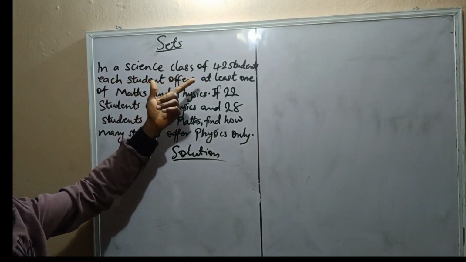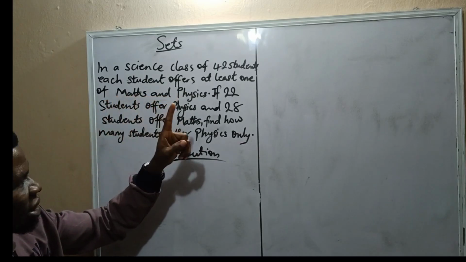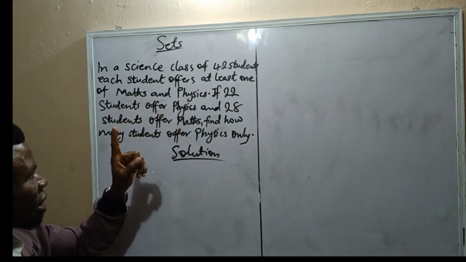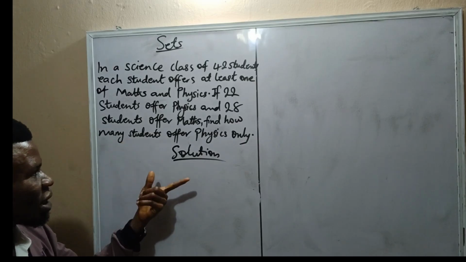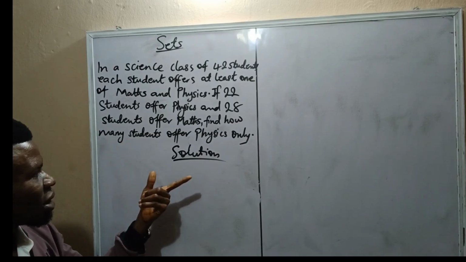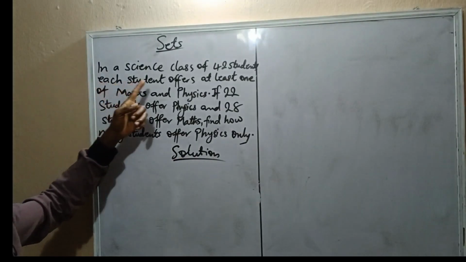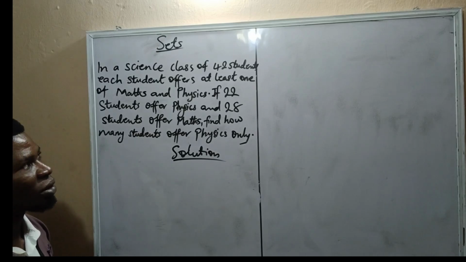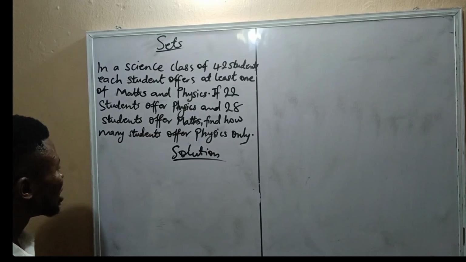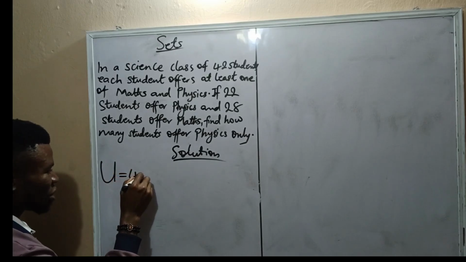In a science class of 42 students, each student offers at least one of math and physics. If 22 students offer physics and 28 students offer math, find how many students offer physics only. Now, from the first line, it says in a science class of 42 students, you notice that the universal set equals what? 42.